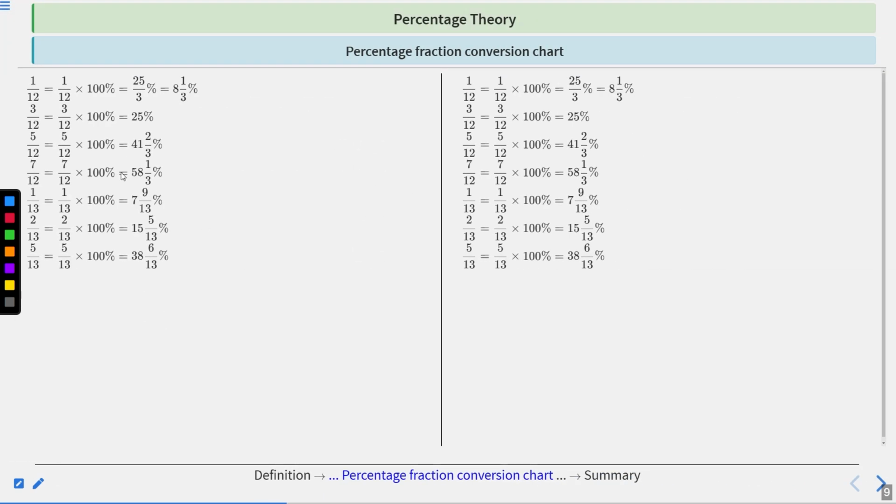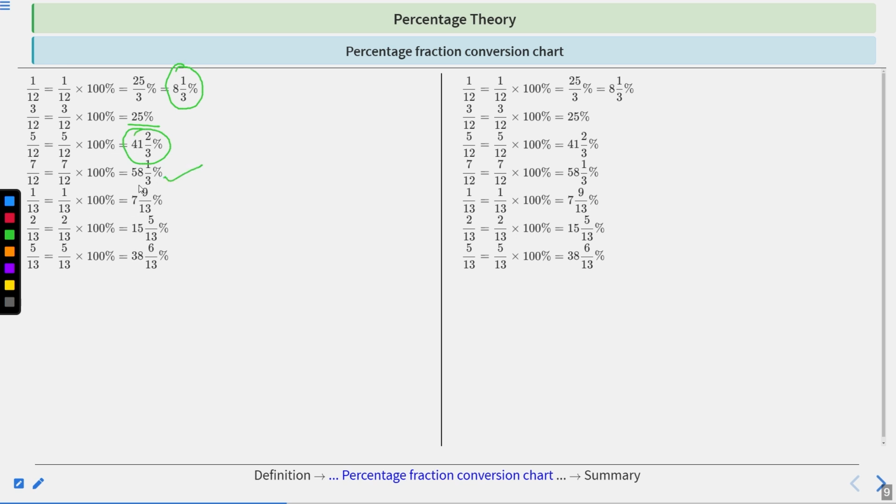Now, 1 by 12. 1 by 12 is 8 and 1 by 3%. When we multiply it by 100, we get the value 8 and 1 by 3%. So if we calculate 3 by 12, we get 25%. 5 by 12, we get 43 and 2 by 3%. 7 by 12, 58 and 1 by 3%.